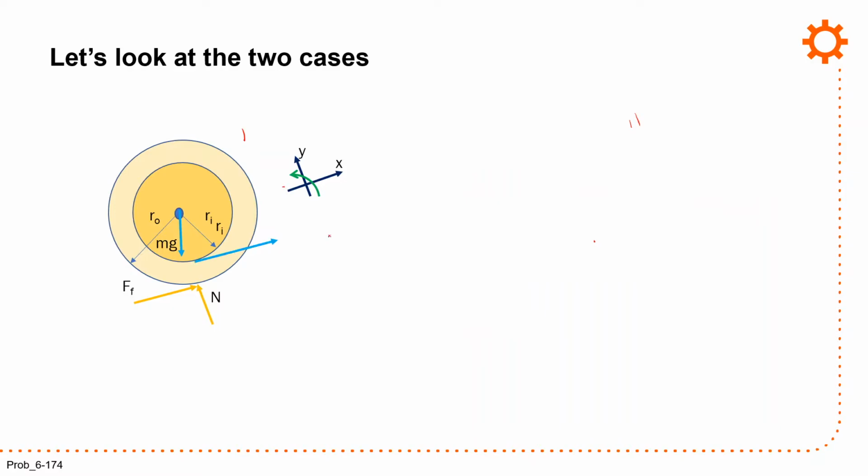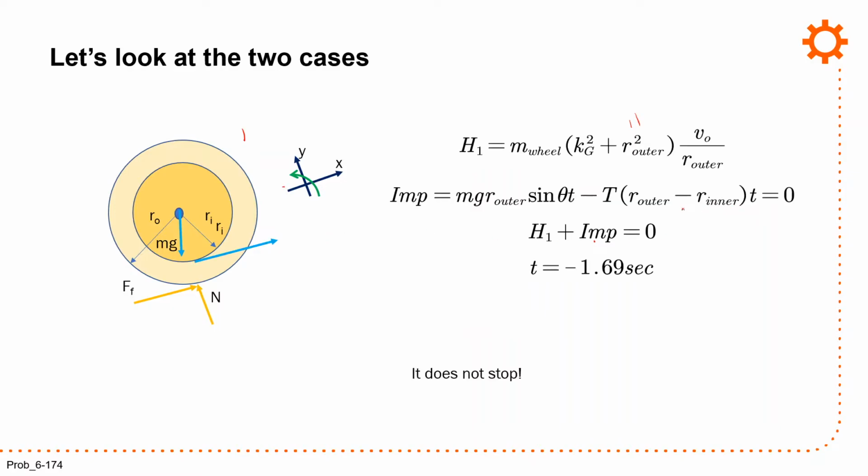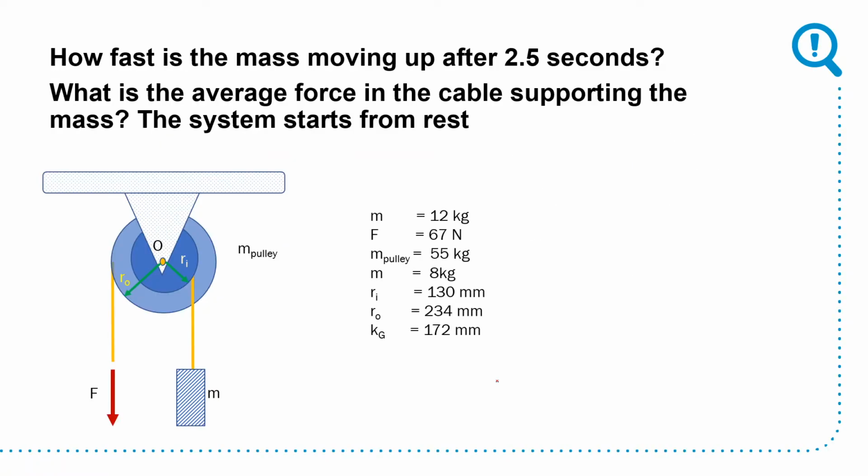If I shift t down, everything's exactly the same except here. That sign flips from positive to negative. All the other terms are exactly the same. It's still negative moments, all of that. And I end up with a result of minus 1.69 seconds. So what that tells me is that applying the tension there does not stop the wheel. So kind of a fun problem just to show some of that.